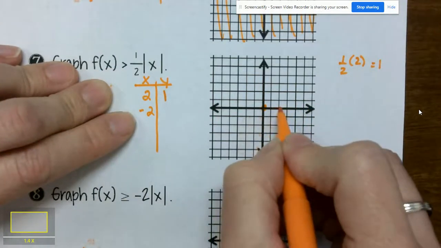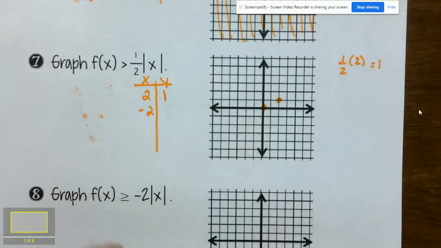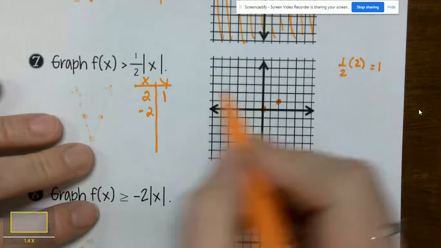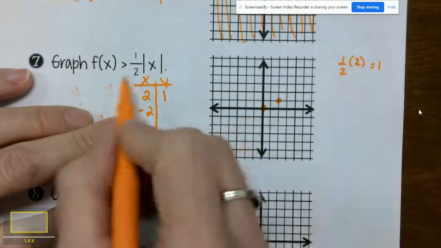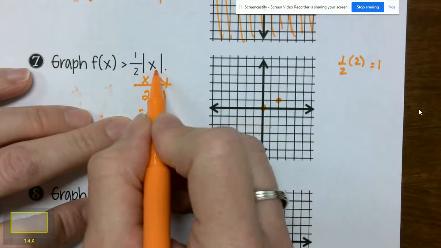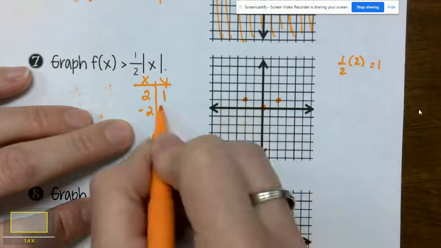So at 2, I get 1. Now remember before it was 1, 1. So this is pressing it out. This is a compression. If I put in -2, that's still going to be half of 2 because the absolute value of -2 is 2. So it's still going to give me 1. So at -2, I also get 1.